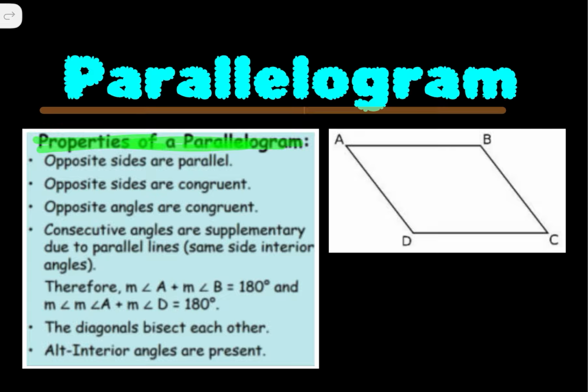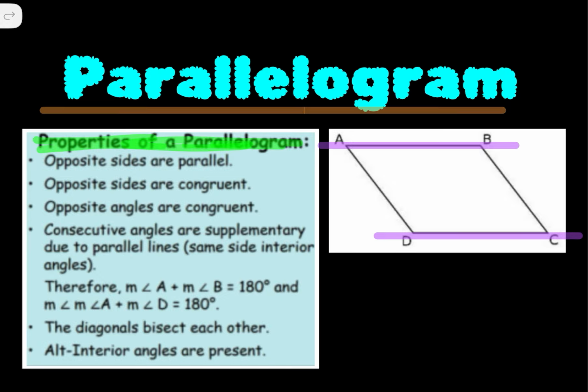We're going to start with the first one, which is opposite sides are parallel. So that means if I'm looking at segment AB, it is parallel to segment DC, as well as segment AD is parallel to BC.